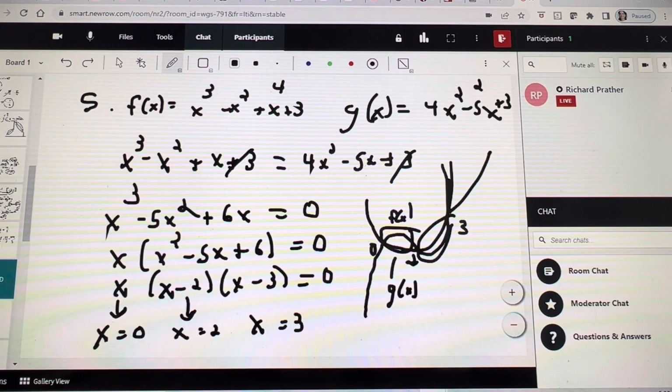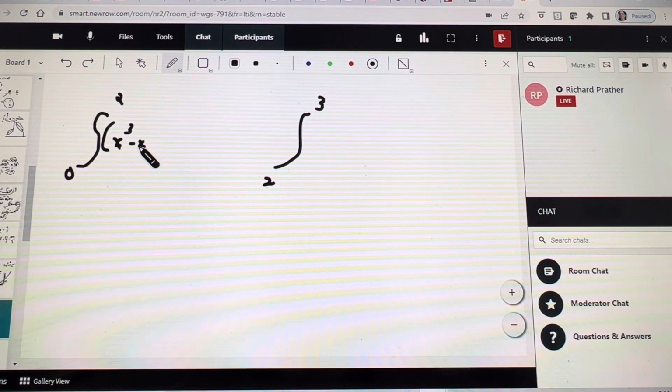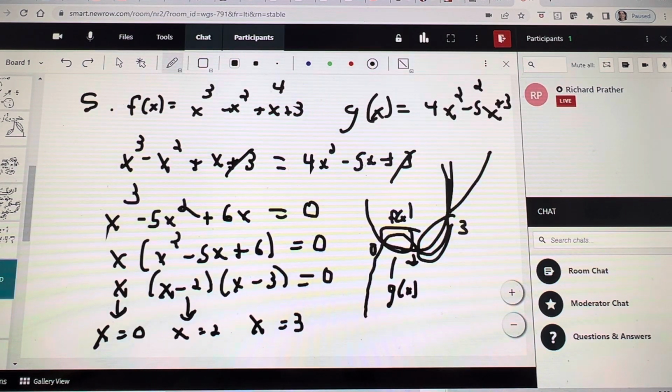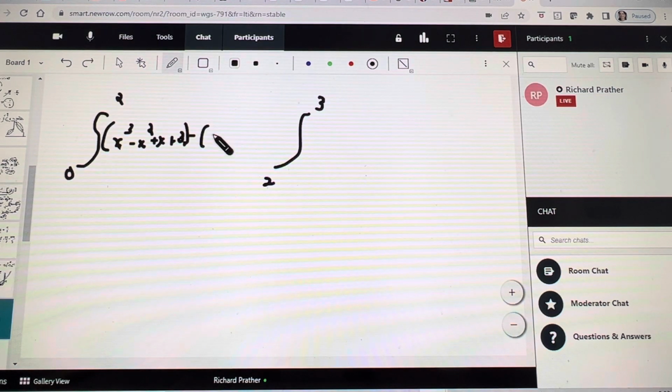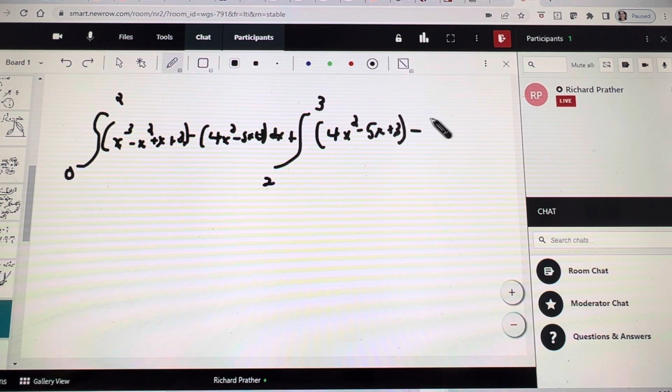X cubed minus x squared plus x plus 3 minus, and in essence, the minus is going to be this because I minused over there. So 4x squared minus 5x plus 3. And then in the second half, it reverses. Now the g of x function is going to be above the f of x function. So then you do g of x minus f of x.